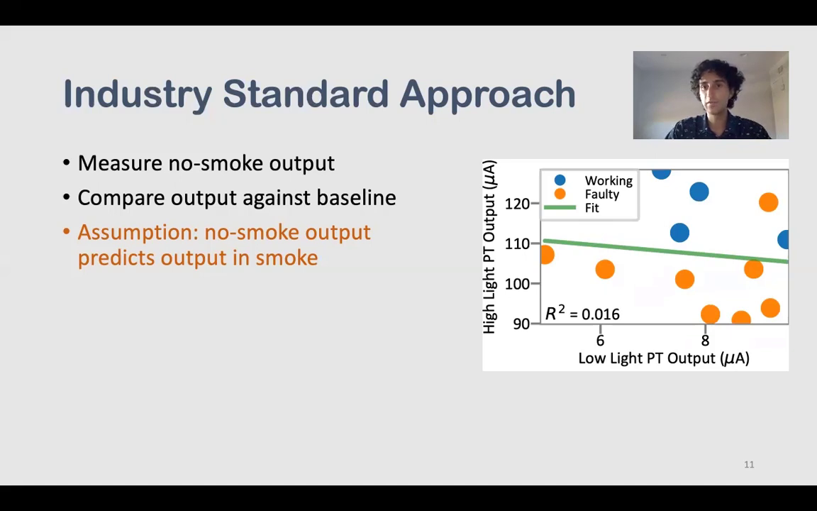As this graph shows, there's very poor fit between these two things. The correlation is very poor. So the industry standard approach cannot accurately use the low light phototransistor output in order to infer how the phototransistor will behave in the presence of light, in the presence of smoke.